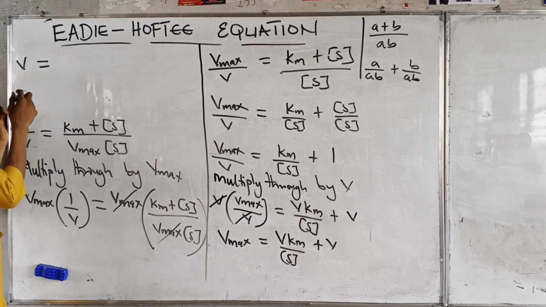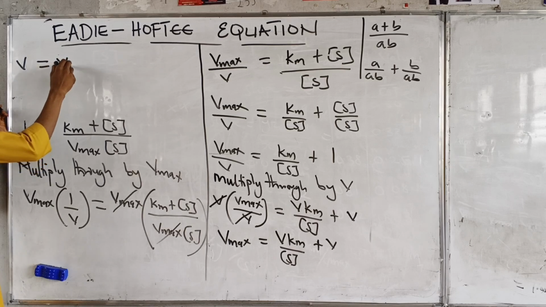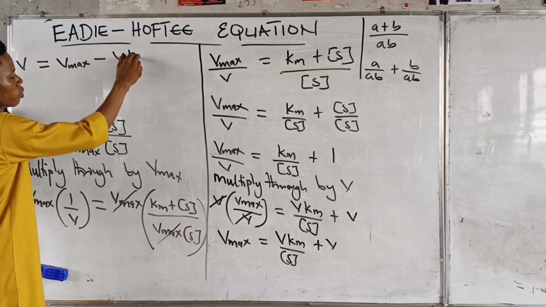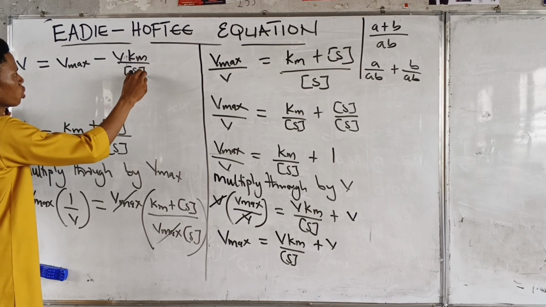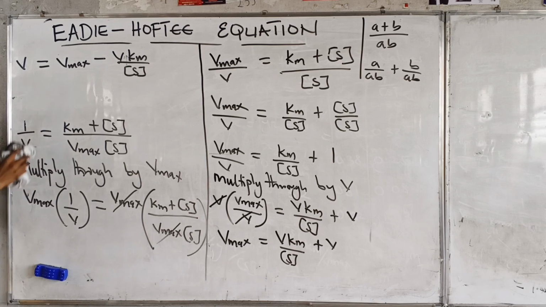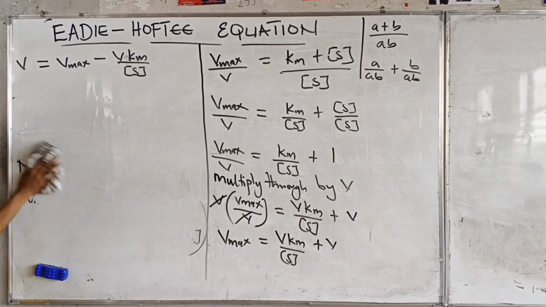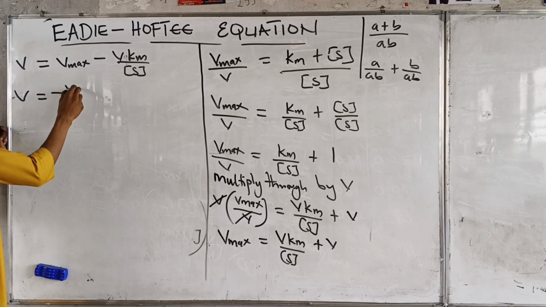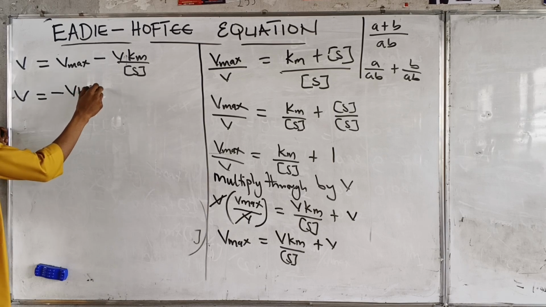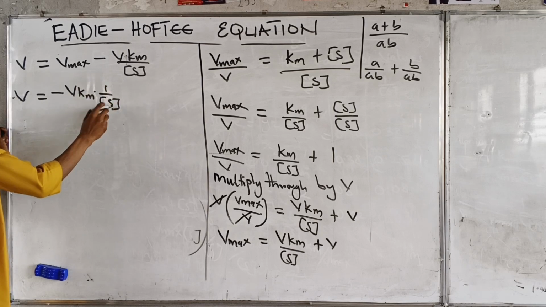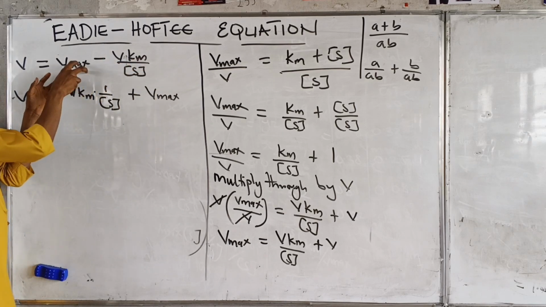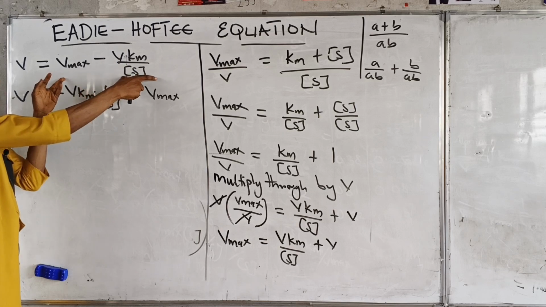V is equal to what? V max minus V Km all over substrate concentration. Is it not? But have I done any crime if I write this like this? V equal to minus V Km over S plus V max. Did I change anything? I just brought this one here. The negative is for this one, right?